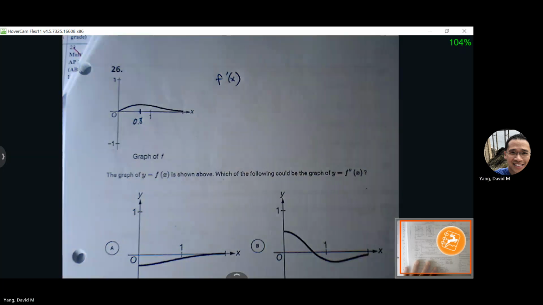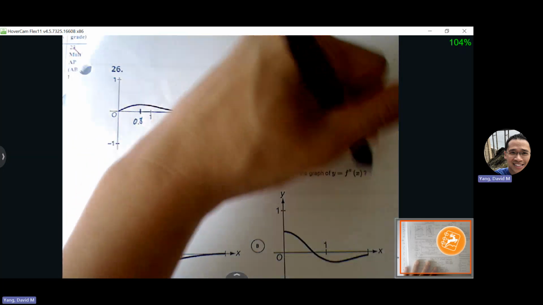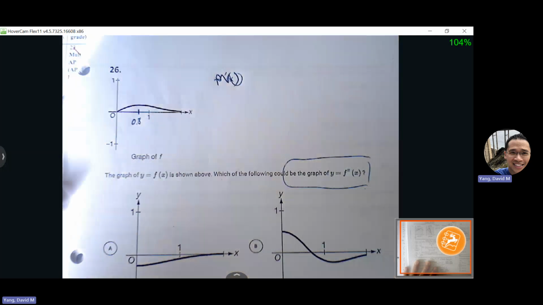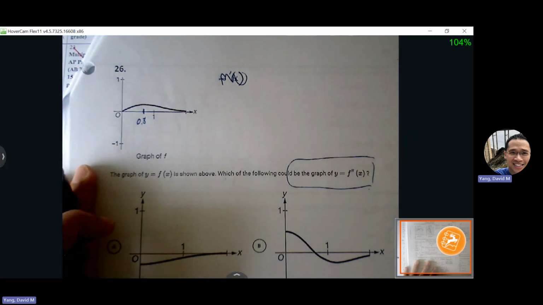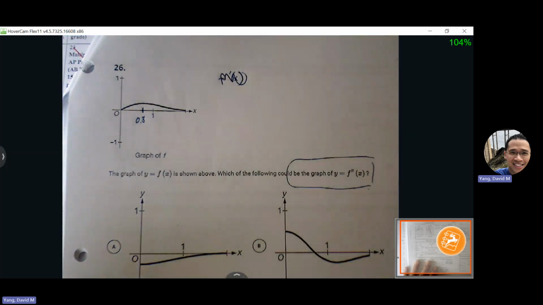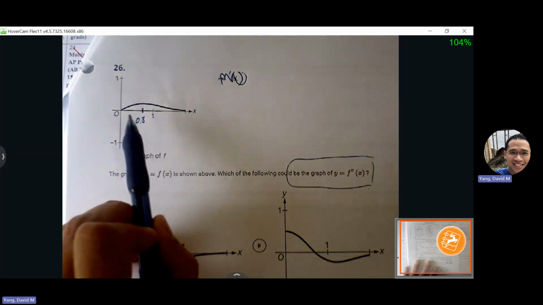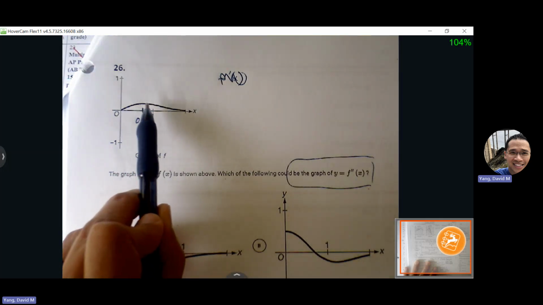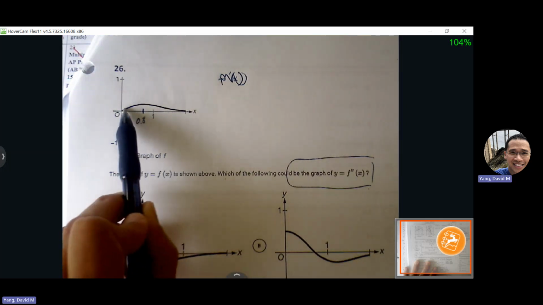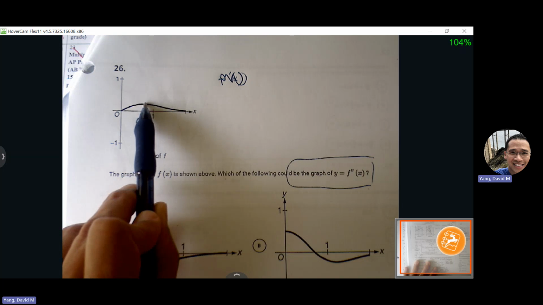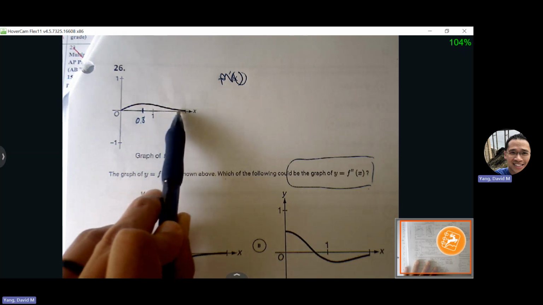Oh, I'm sorry. They're asking for the graph of y double prime. So all I need is to build my second derivative sign line, which is where my points of inflection are. It's very gradual, but do you see a point of inflection somewhere here? This is concave down, but then it changes eventually to concave up, right?